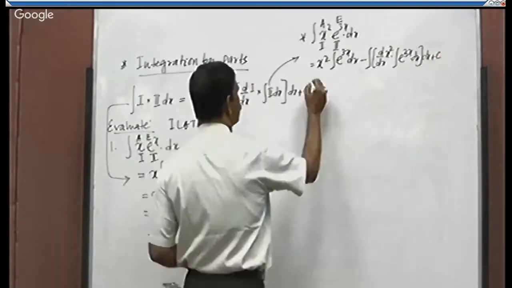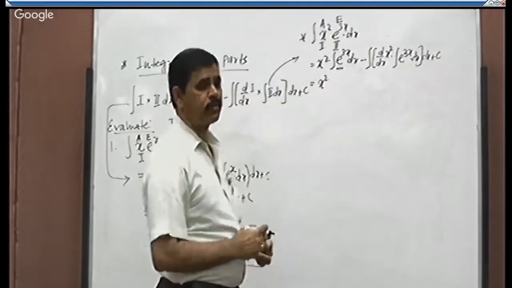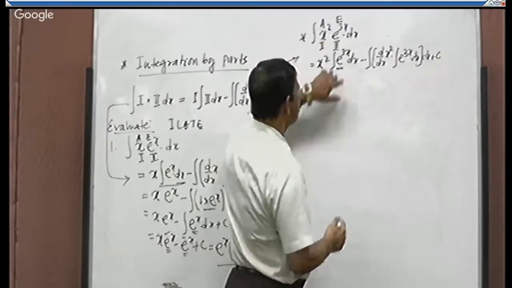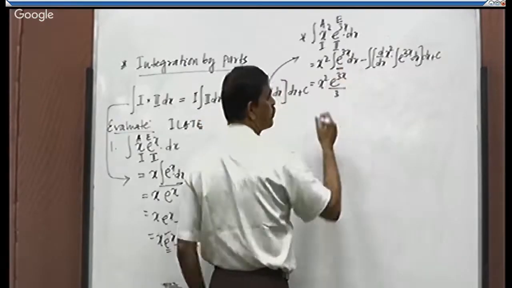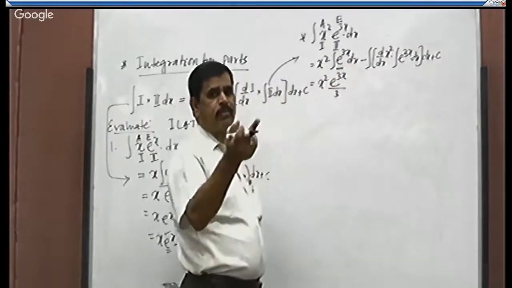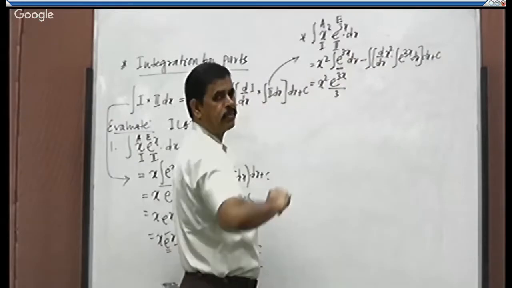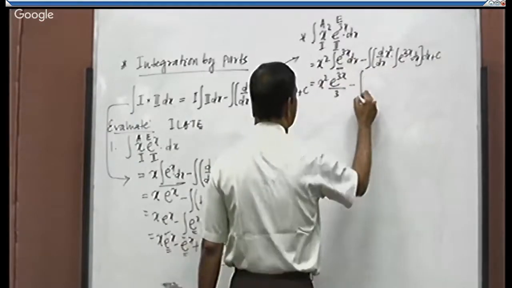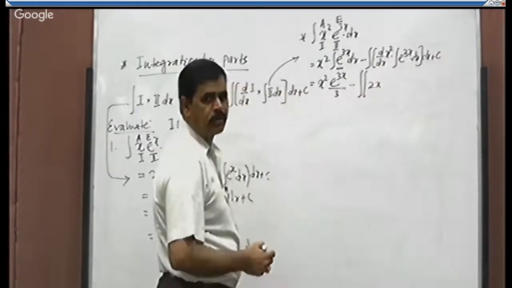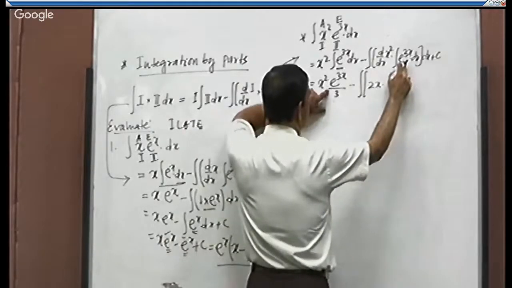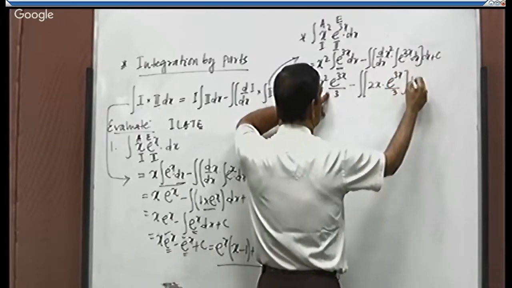This is equal to x square into integration of e power 3x. This is of the form e power ax plus b. The integral of e power ax plus b is e to the power ax plus b divided by the x coefficient. What is the x coefficient? The x coefficient is 3. Minus integral of, put the bracket, differentiation of x square, which is 2x, into integration of e power 3x, same as this, e power 3x divided by 3, into dx plus c.